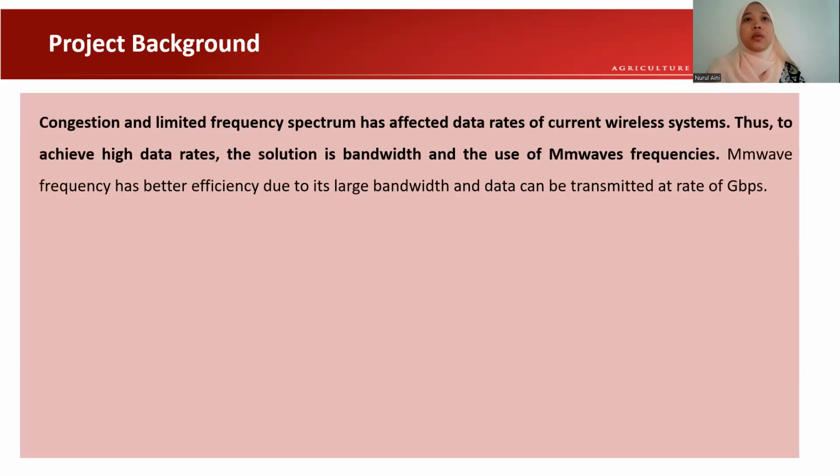Congestion and limited frequency spectrum have affected data rates of current wireless systems. So to achieve high data rates, the solution is bandwidth and the use of millimeter wave frequency. Millimeter wave frequency has better efficiency due to its large bandwidth, and data can be transmitted at a rate of gigabit per second.